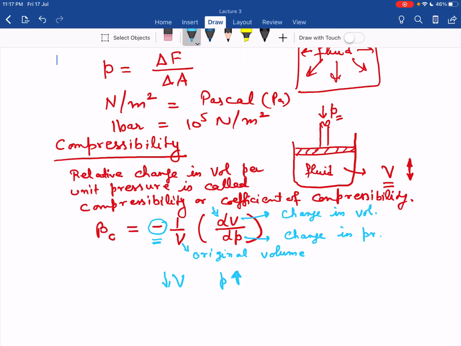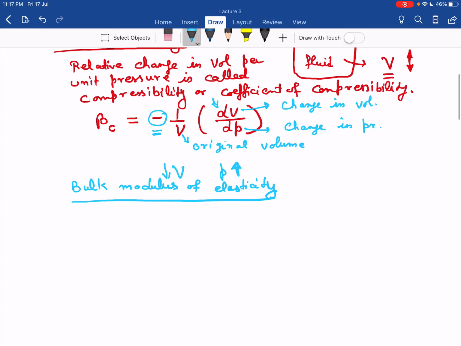Now there is one more term that is called bulk modulus of elasticity. Now the symbol is K, and this is equal to 1 divided by beta C, the inverse of the coefficient of compressibility, and also written as minus dP by dV by V.